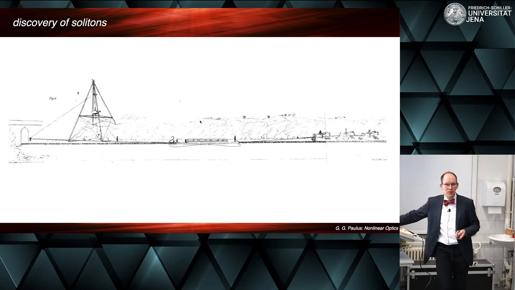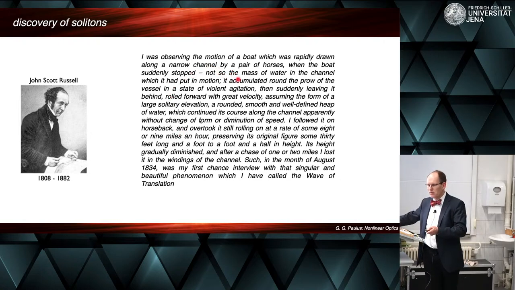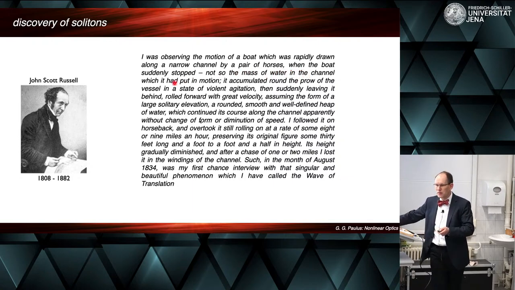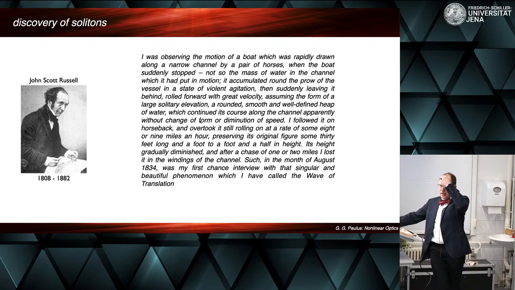And now the report by John Scott Russell himself. I was observing the motion of a boat which was rapidly drawn along a narrow channel by a pair of horses, not six, but a pair of horses, when the boat suddenly stopped. Not so the mass of water in the channel which it had put in motion. It accumulated round the bow of the vessel in a state of violent agitation, then suddenly leaving it behind, rolled forward with great velocity, assuming the form of a large solitary elevation, a rounded, smooth and well-defined heap of water, which continued its course along the channel apparently without change of form, so that's important, without change of form or diminution of speed.